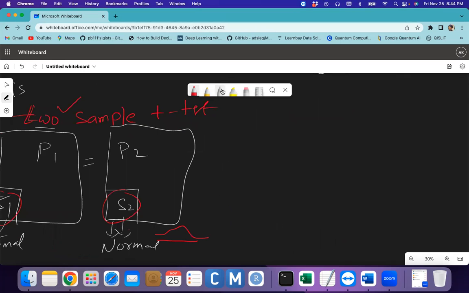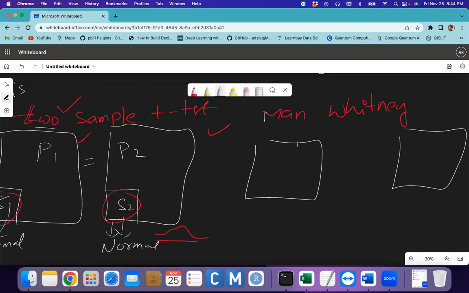For example, now we would like to understand the Mann-Whitney test. In the Mann-Whitney test, we have exactly two populations, same as in the two sample t-test. This is my population 1 and this is my population 2. These two populations are independent, but I have to compare the mean of this population with the mean of population 2. So here I have sample 1 and here I have sample 2.